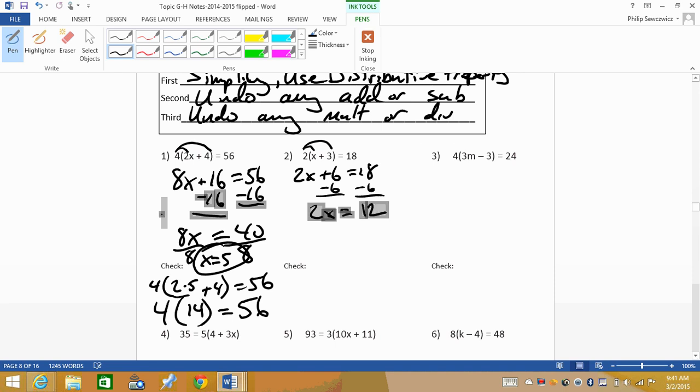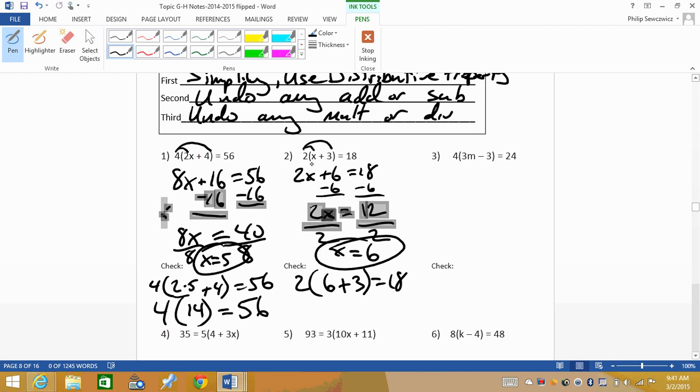I don't know why we got a little highlighted portion there. So to undo any sort of multiplication, we will do division. So we will divide both sides by 2. So we get x equals 6. So let's go back and check and see if it works. 2 times, in parentheses, 6 plus 3 equals 18.